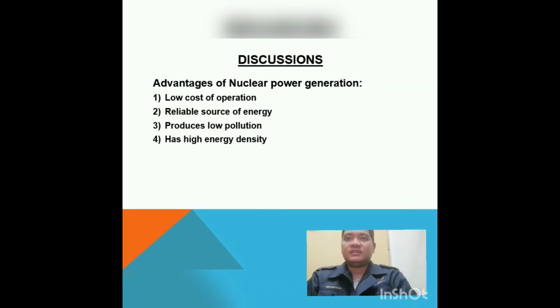I will discuss the advantages and disadvantages of nuclear power generation for the discussion section. We will start with the first advantage. The first advantage of nuclear power generation is low cost of operation. Nuclear energy has the benefit of being one of the most cost-effective energy alternatives available after the initial building cost.